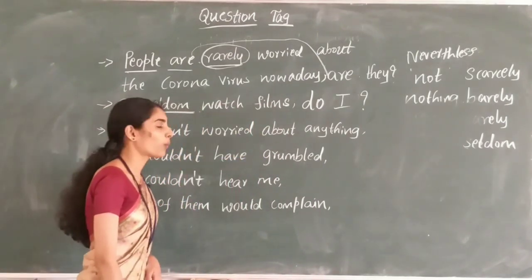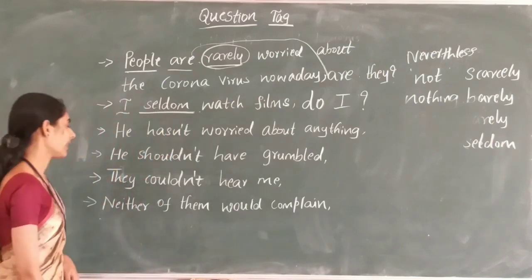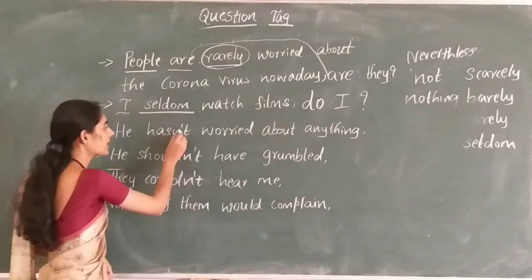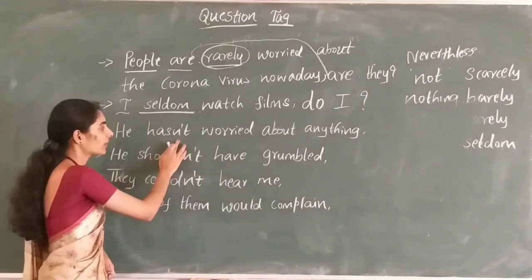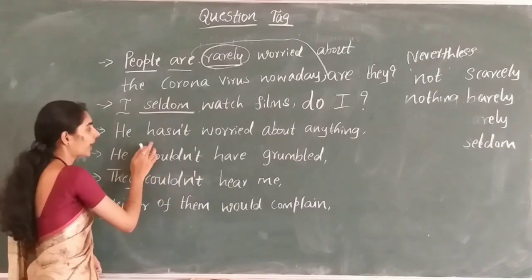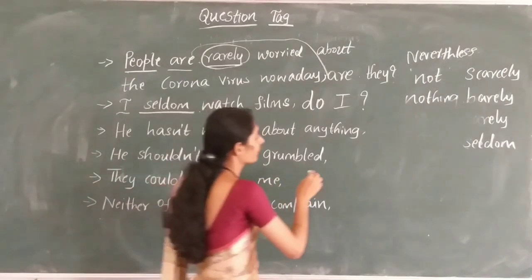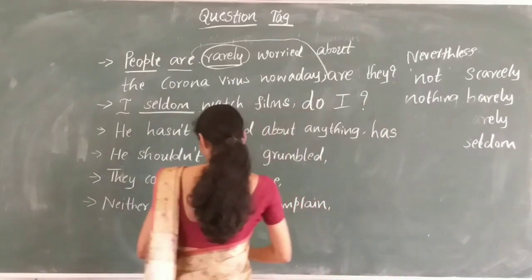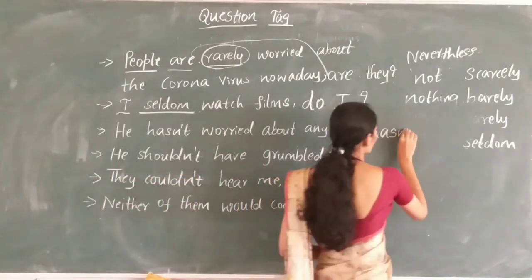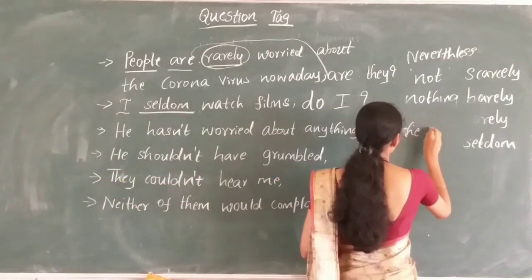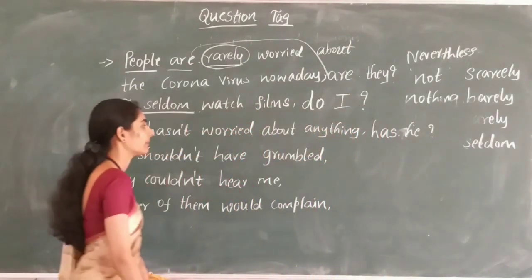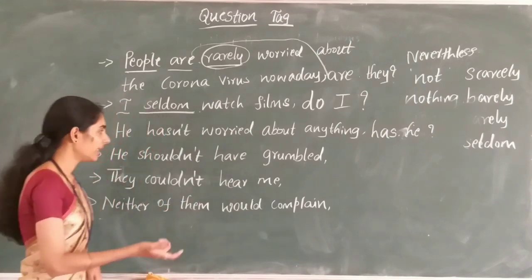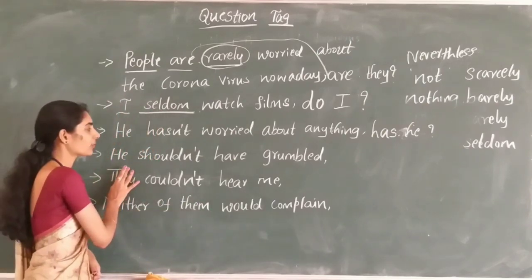Now look at the next one. He hasn't worried about anything. He has not worried about anything. So nt again, that is not, negative. So the tag must be positive. You have to write has he. Has he. He hasn't worried about anything, has he?